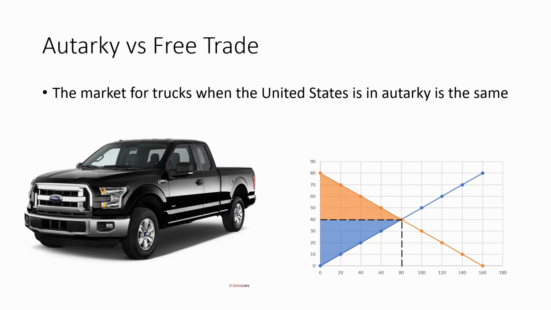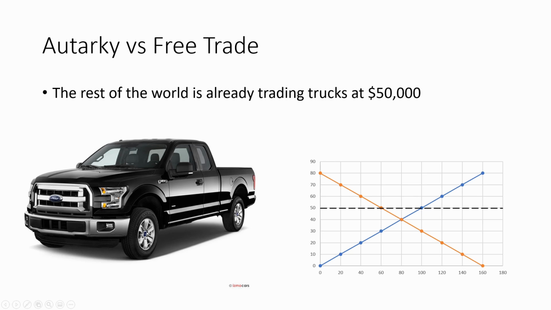So let's take a look at one of these goods. We'll take a look at trucks. So here's the market for trucks. When the United States is in autarky, here's our market. We have producer surplus, consumer surplus. The price is $40,000, and we make 80,000 trucks. Okay. The rest of the world is already trading trucks at $50,000. So the price here is higher than our market price in autarky in the United States. Okay. World price is $50,000. Our market price is $40,000.